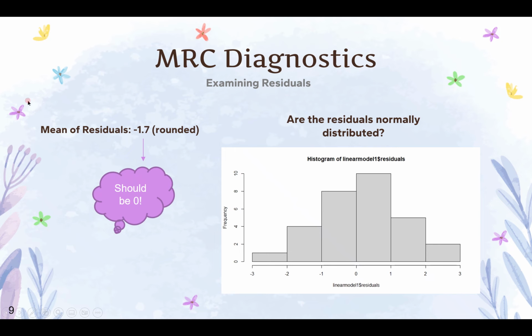Something to note here, though, is that the mean of our residuals is minus 1.7 when it should be 0, and this could indicate that there are some issues with our data and that it could be skewed.